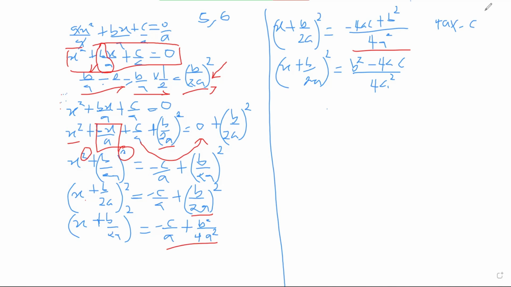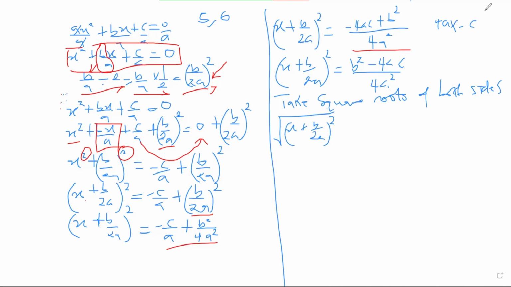Okay, from here, we are going to take square roots of both sides. So if you take square roots of both sides, what are we going to have? That is going to be the square root of x plus b over 2a equals the square roots of b squared minus 4ac over 4a squared. So these two, the power of 2, we cancel out our square here, as you know.